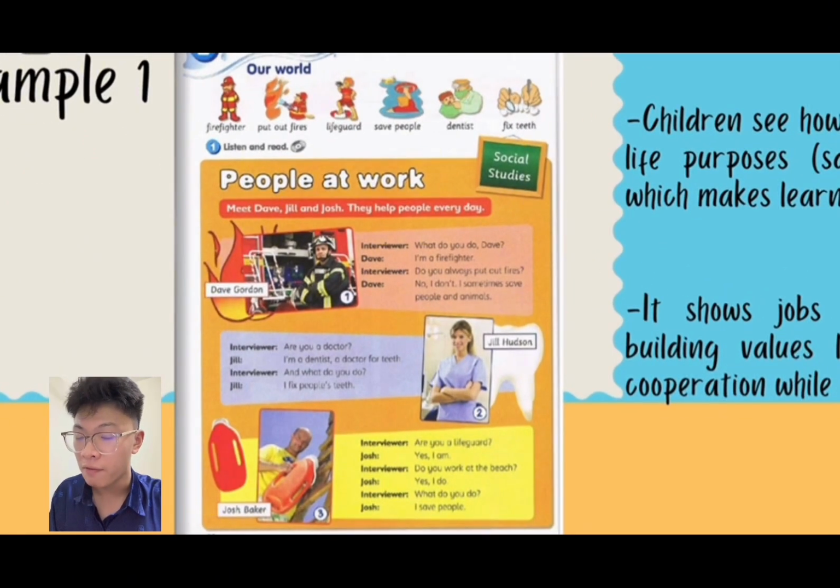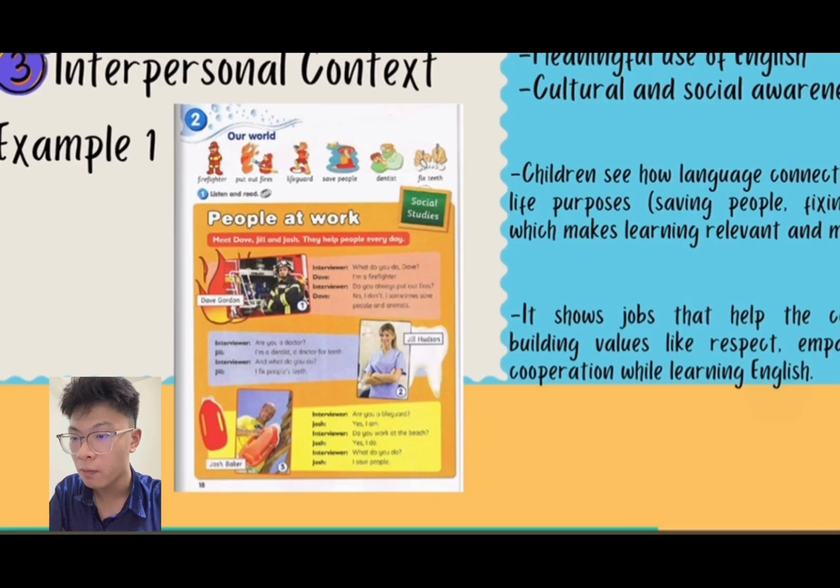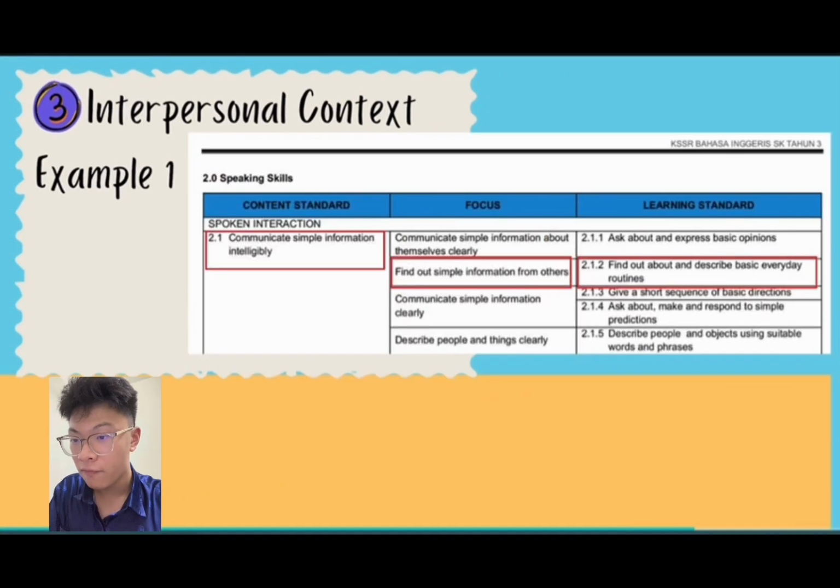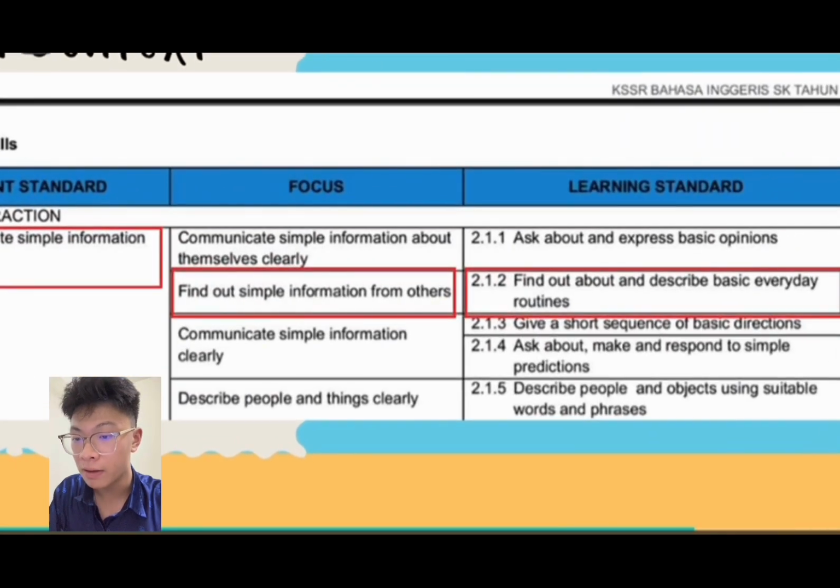What do you do, Dave? I'm a firefighter. It is about interviewing them and asking them to describe what their daily routines are. For example, Dave Gordon's daily routines are to save people and animals. For Jill Hudson, who is a dentist, her job is to fix other people's teeth. As for George Parker, who is a lifeguard at the beach, he said that his occupation is to save people. So from this point, we can understand that it is about finding out about and describing basic daily routine.